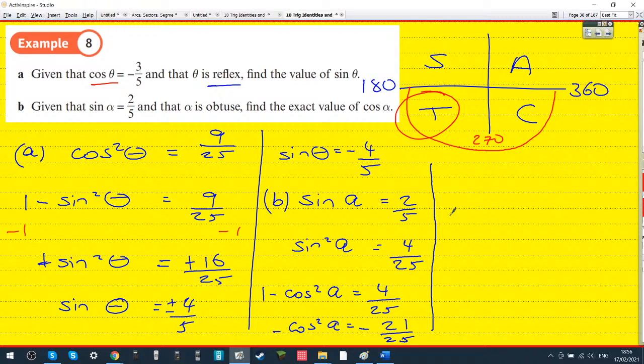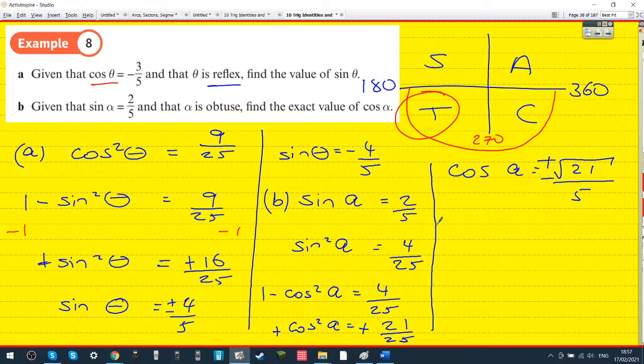Times both sides by minus 1, to make the most positive first. So cos squared alpha equals 21 over 25. And then cos alpha equals minus root 21 over 5. Actually, it was like x squared equals 9, you get plus or minus, because we don't know. Negative root 21 over 5 will also work.